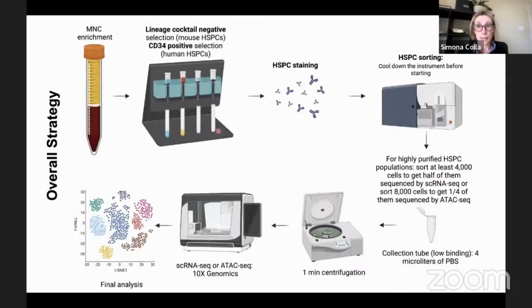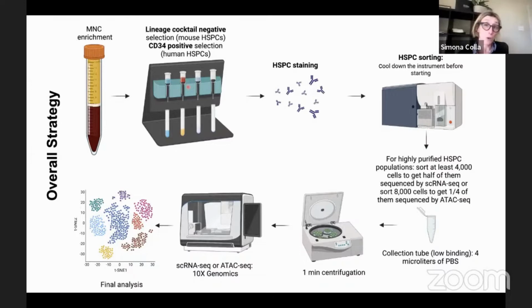So I think that now is the most important slide, I think, for the first part of my presentation. And I would like to share with you what we did in our lab over the years, because at the beginning we were not successful in performing single cell RNA sequencing or ATAC sequencing. We had to set up the technique.